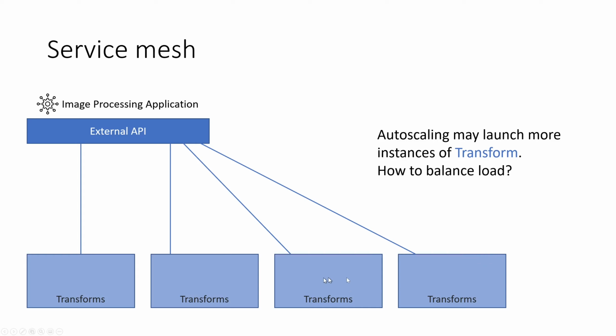Now, we might have multiple instances of the transforms service, but how does the external API balance load across these multiple instances? What we would like is that about 25% of the requests reach each of these instances. But if we want to do this, we might need to add code to the external API so that it knows how many transforms instances are running and then spreads the requests equally across them. And this is a lot of additional code that's not related to the business logic of processing images, which is what our application is supposed to do. So it would be better if we had another solution to balancing load. And this is where the service mesh comes in.